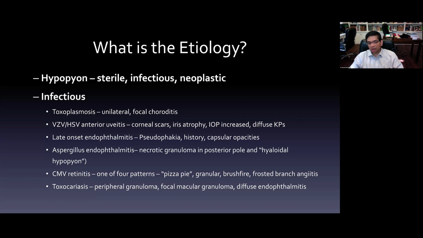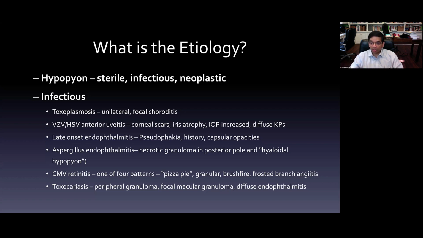So in toxoplasmosis, we'll typically see a unilateral focal choroiditis. I'm sorry for the misspelling, choroiditis in one eye. And often there may be anterior segment inflammation in the patient, and the intraocular pressure may be elevated in many cases of toxoplasmosis. In herpetic disease, with herpetic anterior uveitis, you may see corneal changes, sectoral iris atrophy.